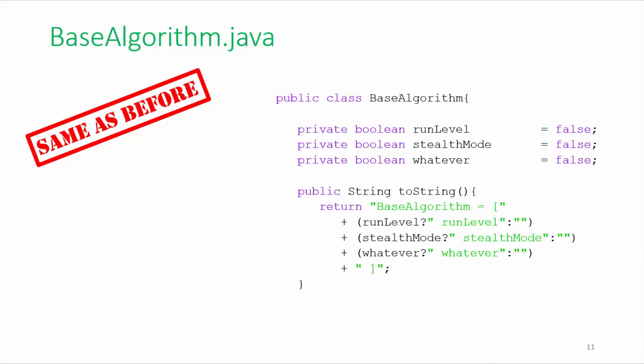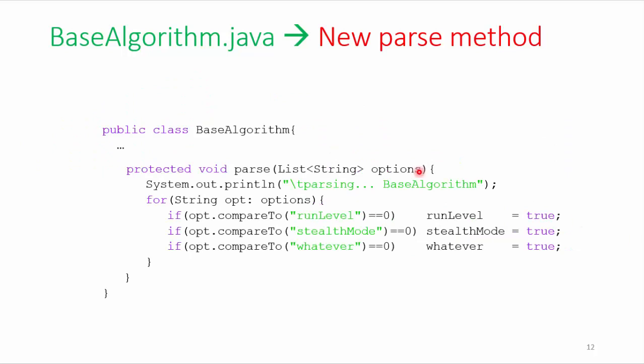Okay, so next we are going to add to that BayesAlgorithm class a parse method. And here's how it's going to look. So protected void parse, protected because we want it to be accessible to potentially subclasses, but we don't want to make it a public method. And then I take as parameter a list of strings, that is all the options that were specified by the user as a command line. So all the keywords like over mode, run level, stealth mode, whatever, every name of attribute that might have been specified when running the program.